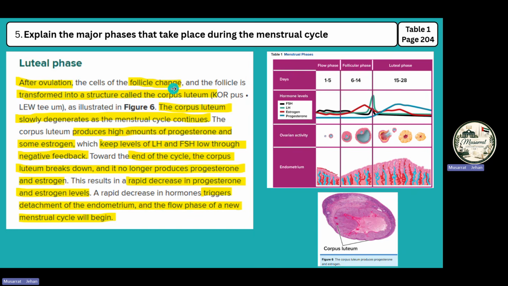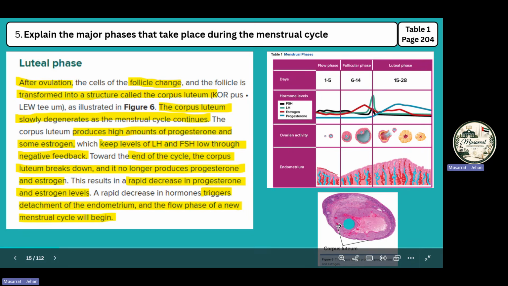After ovulation, the cells of the follicle change. The follicle is transformed into a structure called the corpus luteum. Now, the ovum has gone out. Now, the follicle is left. This follicle is changed into a structure which is called the corpus luteum. This is the corpus luteum. It will degenerate as the menstrual cycle continues.